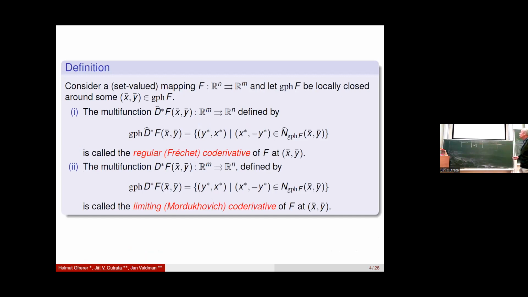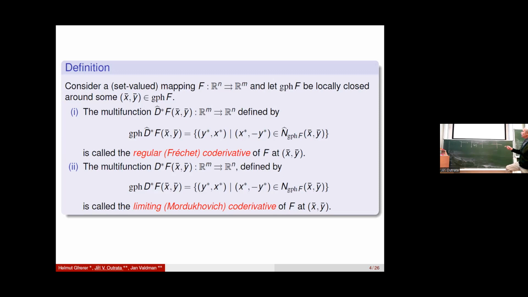In my presentation, I will be working with multifunctions, set-valued mappings. And so we need to characterize in a suitable way the behavior of these mappings around a given point. This is typically done by using so-called generalized derivatives and coderivatives. Here I will be working with only two of them. So we have a certain multifunction F. Assume that the graph of F is locally closed around some point (x bar, y bar) from the graph.